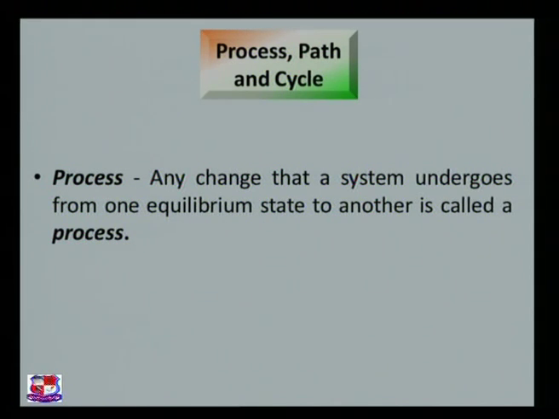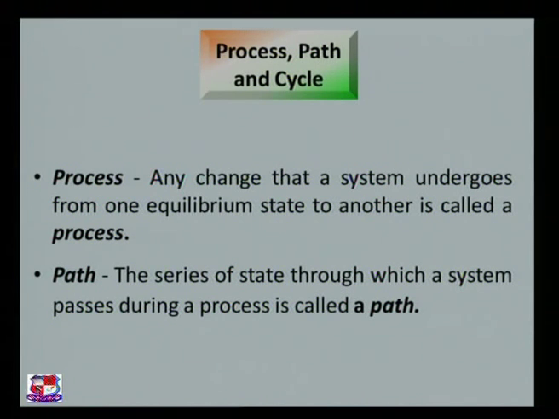Process, path and cycle. Now, what is process? Any change that a system undergoes from one equilibrium state to another is called a process. Path: the series of states through which a system passes during a process is called a path.